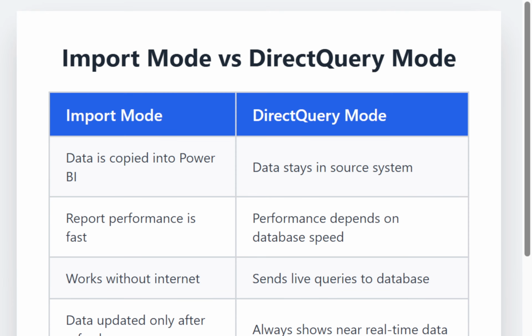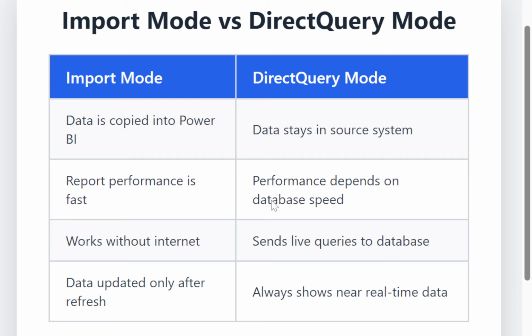So in import mode versus direct query mode, in import mode data is copied into Power BI, which means whenever we use import mode, data is downloaded into Power BI Desktop. But in direct query mode, data stays in the source system. It is not downloaded into Power BI Desktop, so it is not using the memory, right?